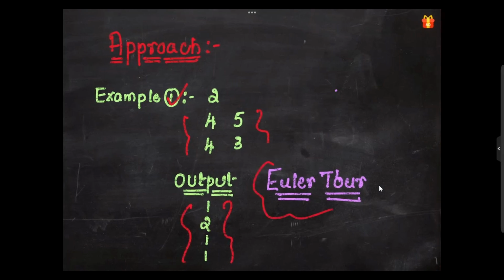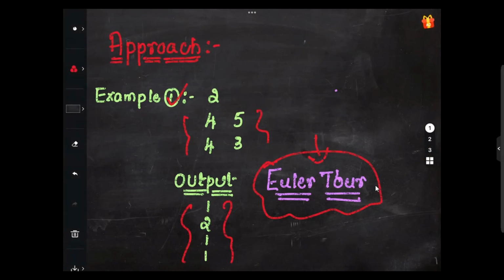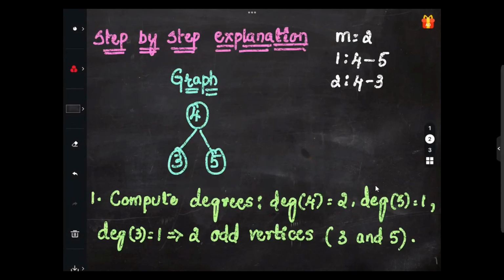So we'll be making use of the Euler-Tour technique to solve this particular problem. Now let's move on with the step-by-step explanation. See here, we have m equals 2. The first edge is from 4 to 5 and the second edge is from 4 to 3. So this is correct. I have already shown this one. Let's move on with the first point.